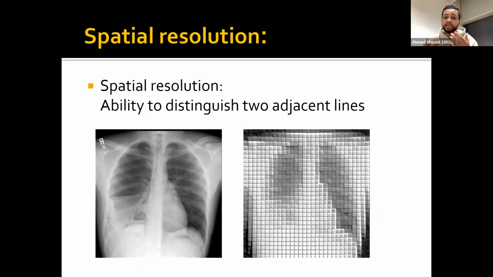Now, a better way of saying this is that it's the number of pixels. Just remember it like this: it's the number of pixels in the image. Now let me explain this. I need a pen.